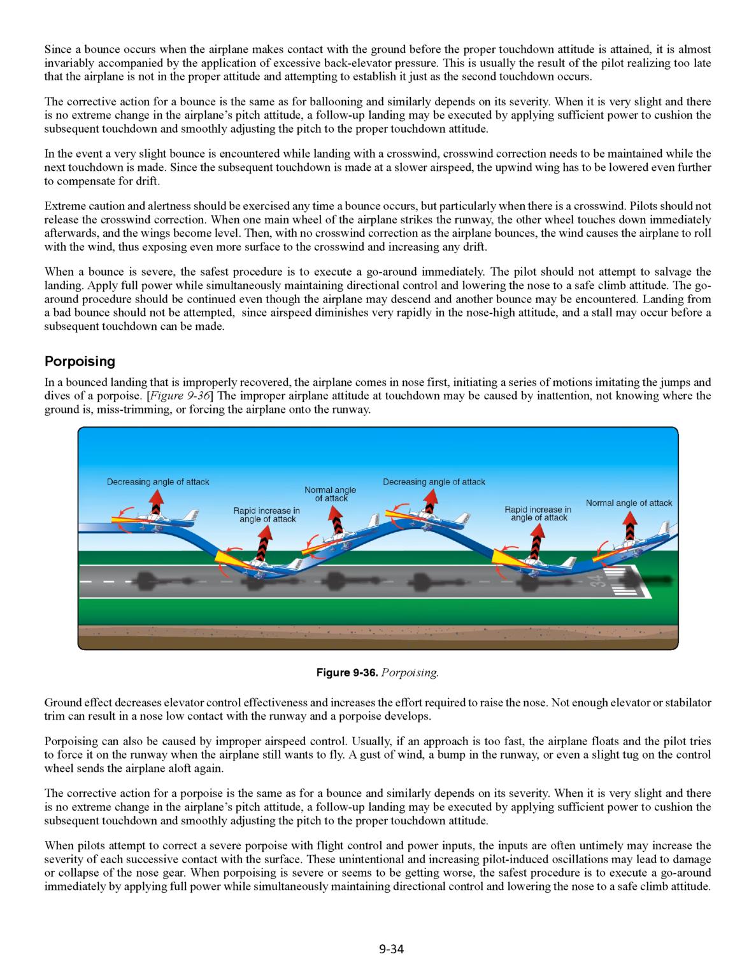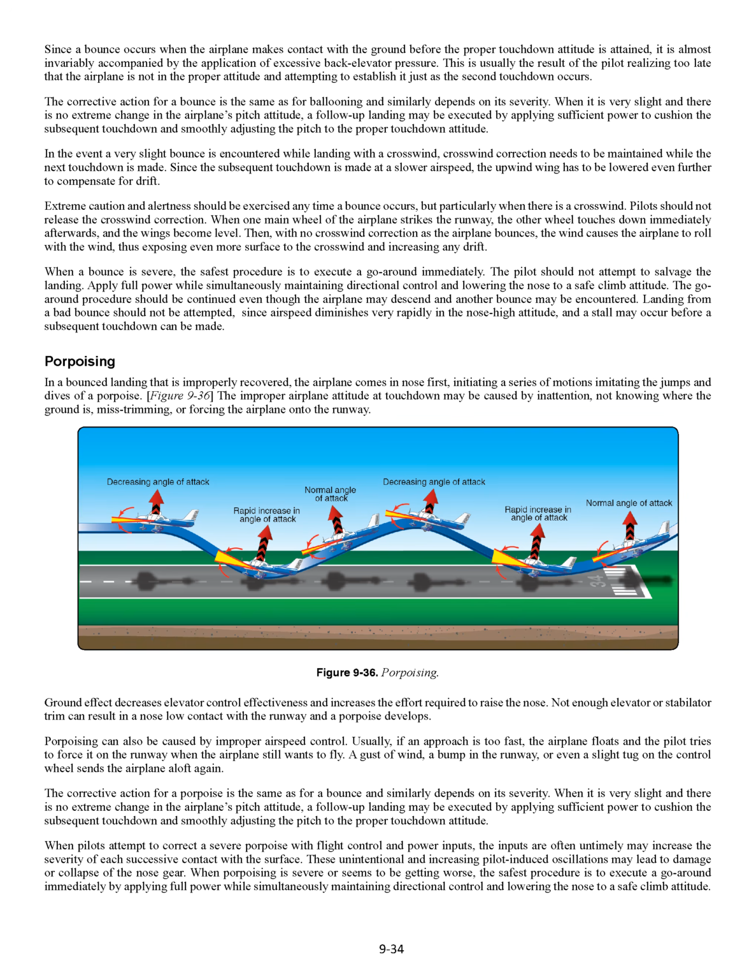The corrective action for a bounce is the same as for ballooning and similarly depends on its severity. When it is very slight and there is no extreme change in the airplane's pitch attitude, a follow-up landing may be executed by applying sufficient power to cushion the subsequent touchdown and smoothly adjusting the pitch to the proper touchdown attitude. In the event a very slight bounce is encountered while landing with a crosswind, correction needs to be maintained while the next touchdown is made. Since the subsequent touchdown is made at a slower airspeed, the upwind wing has to be lowered even further to compensate for drift. Extreme caution and alertness should be exercised any time a bounce occurs, but particularly when there is a crosswind. Pilots should not release the crosswind correction.